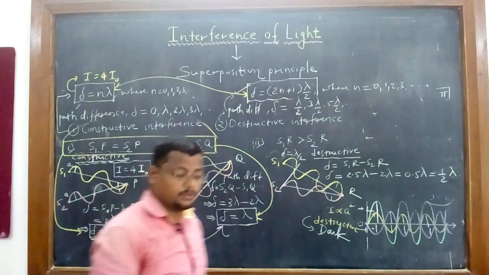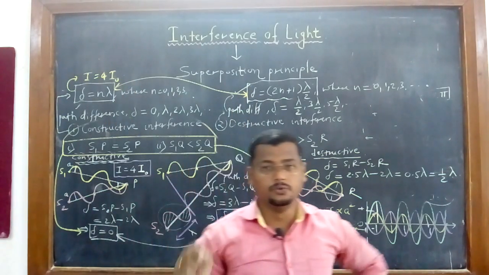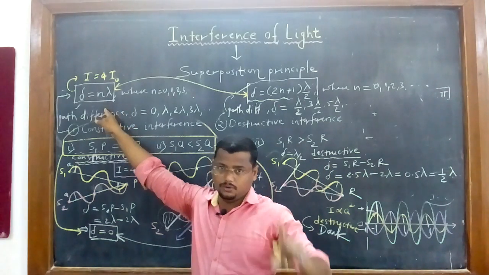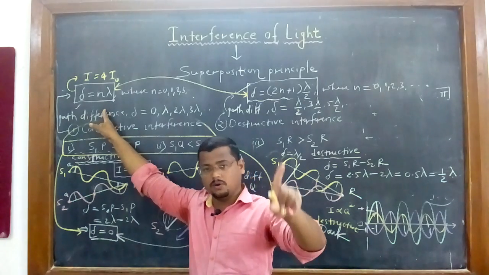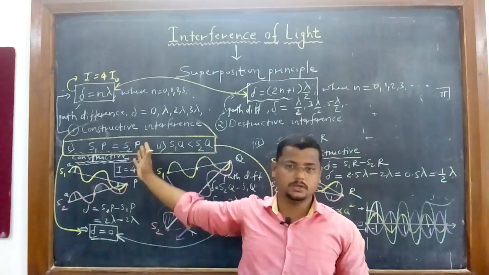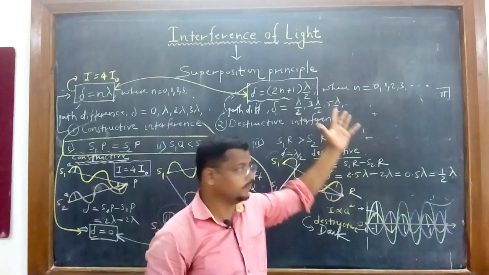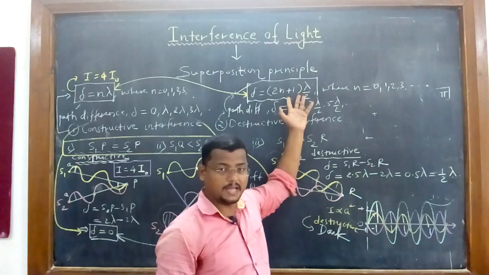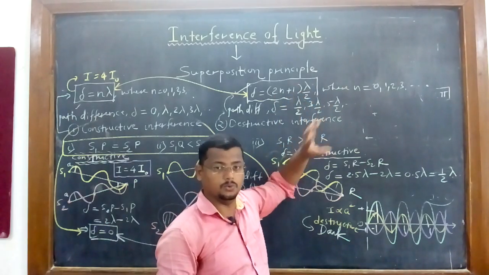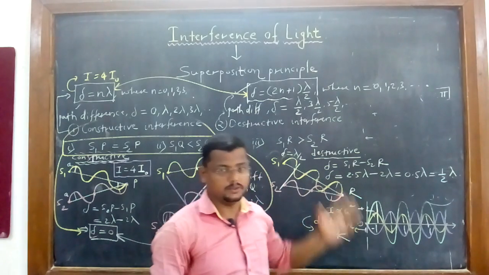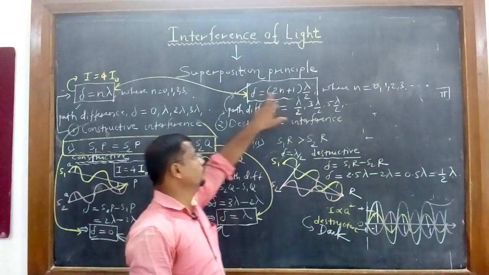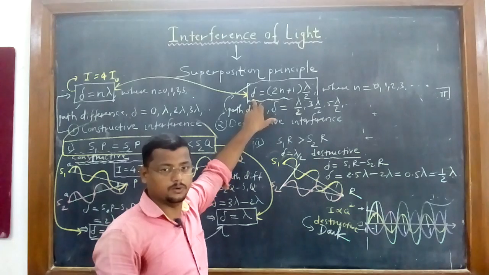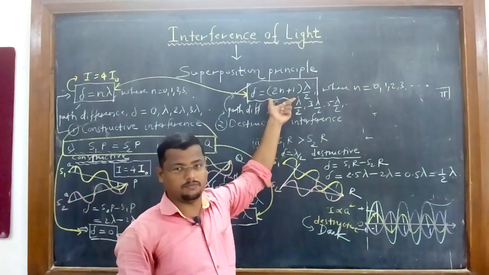How can I write here? The two waves, listen carefully, are said to interfere constructively if the path difference between the two waves is equal to an integral multiple of the wavelength. Done. It is for constructive interference. For destructive interference, this is the condition: the two waves are said to interfere destructively if the path difference between the two waves is equal to (2n+1) times lambda by 2, right? That is, an odd multiple of lambda by 2.